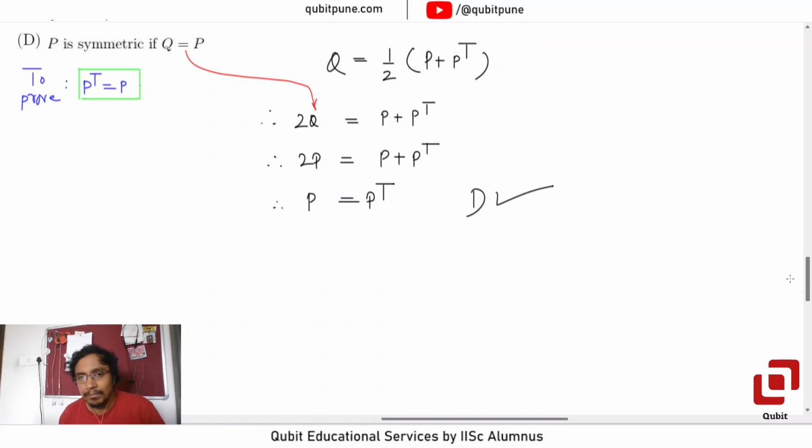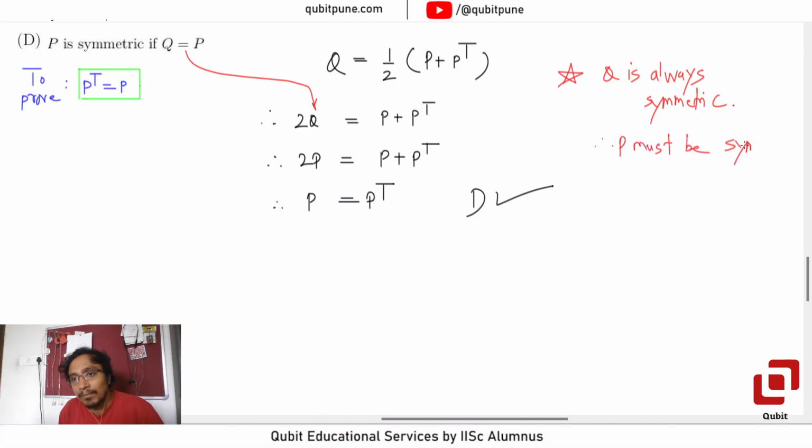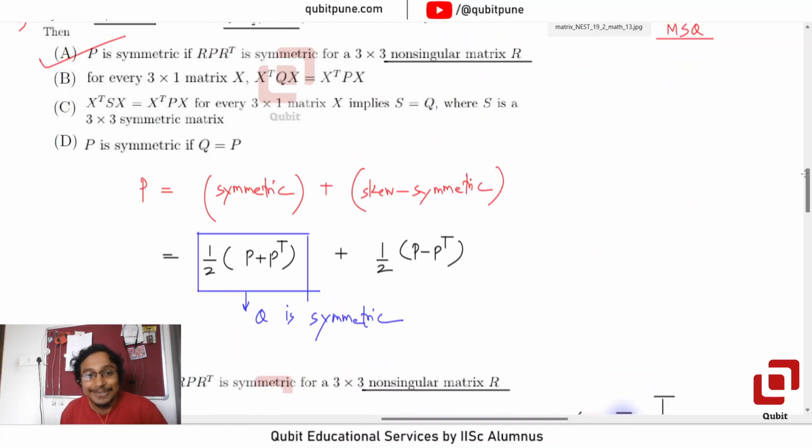We could also use the property we discussed earlier, no? Which one? If it's the sum, 1 by 2. Smart. So Q is already symmetric, or rather Q is always symmetric. So if Q is symmetric, then P must be symmetric. Yeah, good. We should have used that, actually, it's better.